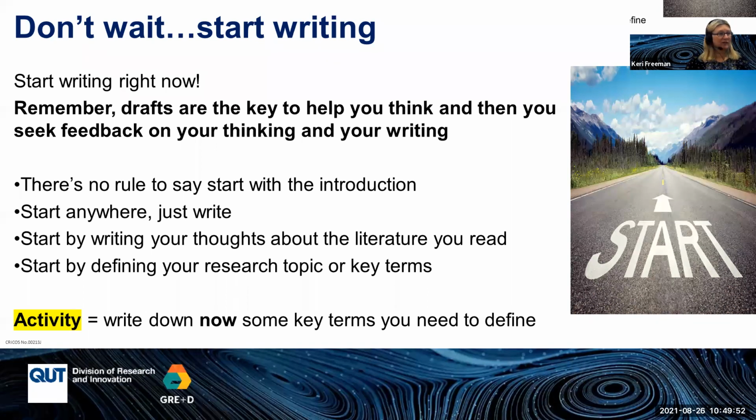Another thing you can do is start defining your research topic. Maybe there's some key terms that you know will need to be included. So an activity that you can do right now is just jot down some of the key terms that you know that you'll need to define. And those key terms are going to keep coming up, aren't they, as you're reading? So underneath where you wrote about your research problem and the benefits, now you can write down some key terms.